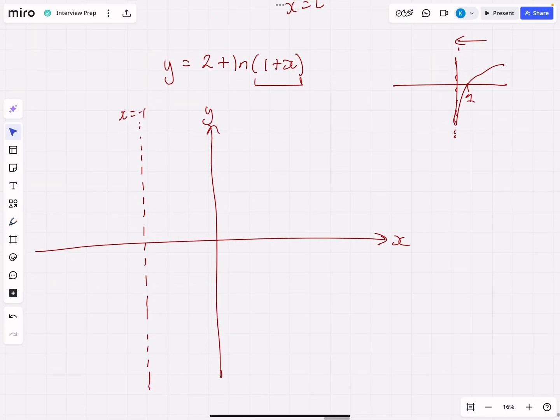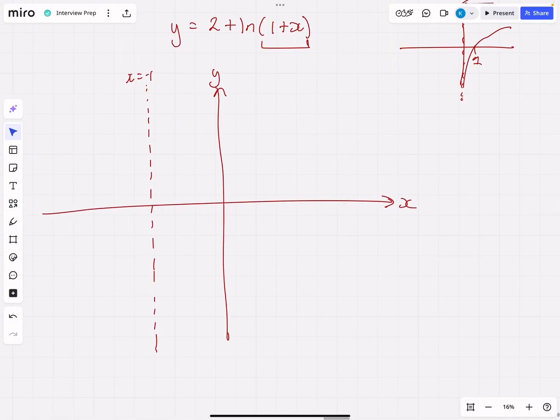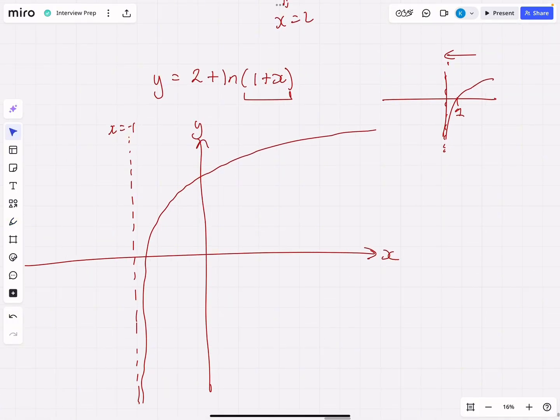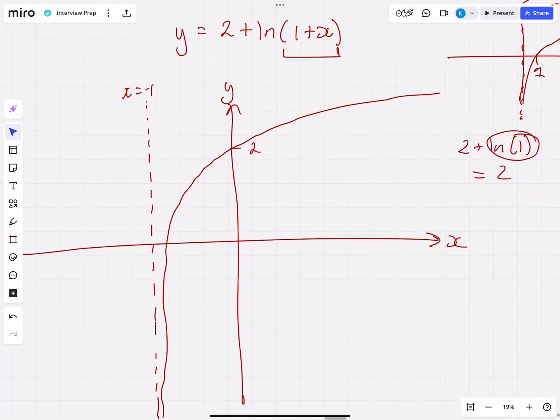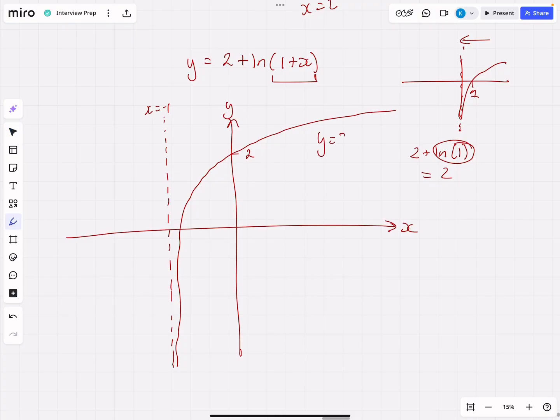But then I'm going to shift my graph up 2 units. So it's going to look something like that, and it's not going to be to scale. And you can figure out what this intercept is going to be. Well, when x is equal to 0, you get 2 plus ln 1. But the natural log of 1 is equal to 0. And so this is equal to 2. Okay, so that's our graph y equals 2 plus ln(1 plus x).